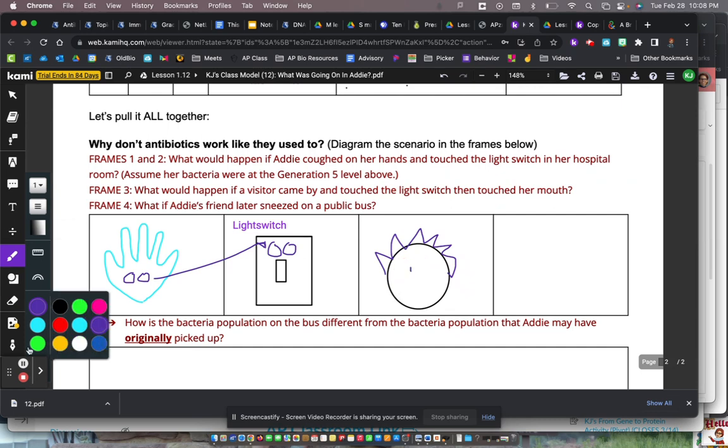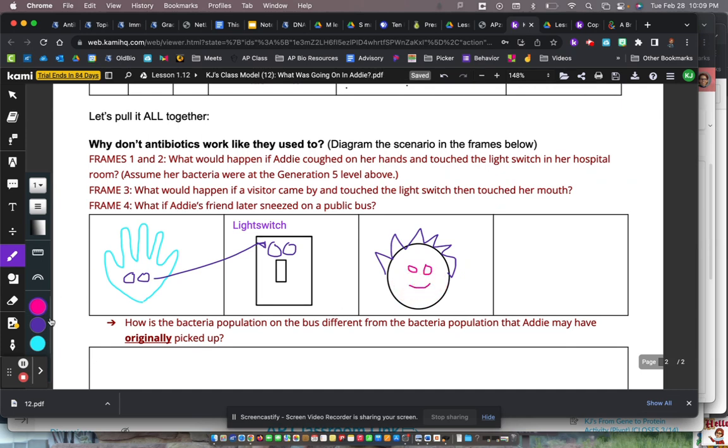I shouldn't be using purple. I should use a different color. So hold on. I got to undo that one. Let's give this person pink eyes. And here's the person's mouth. We'll just draw the mouth as a smiley.